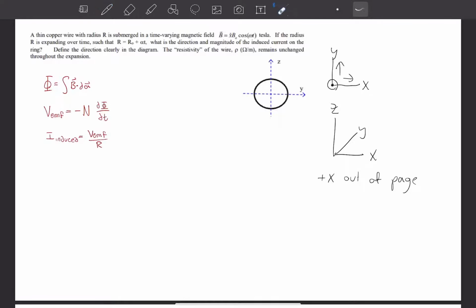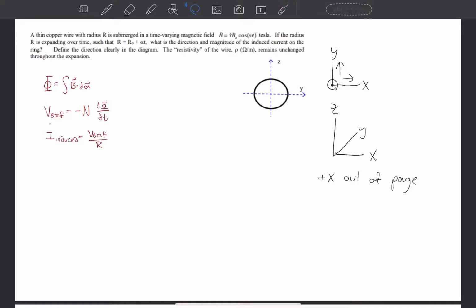Now, we can inspect the equations that we are familiar with, and in order to calculate our induced current, we first have to calculate the magnetic flux through our loop. Now we can see that magnetic flux is equal to the integral of B dot dA. This is because vector flux is defined as the dot product of the vector onto the area.